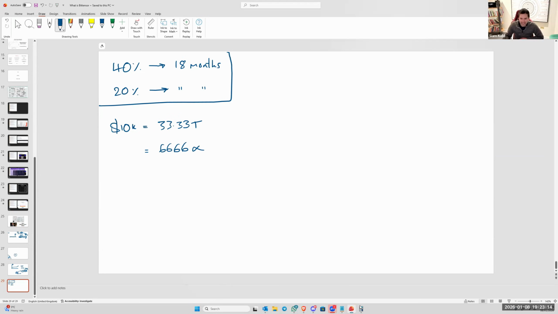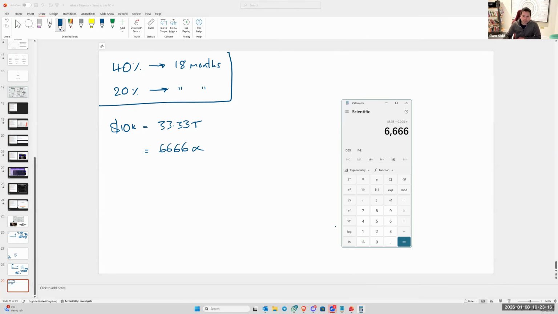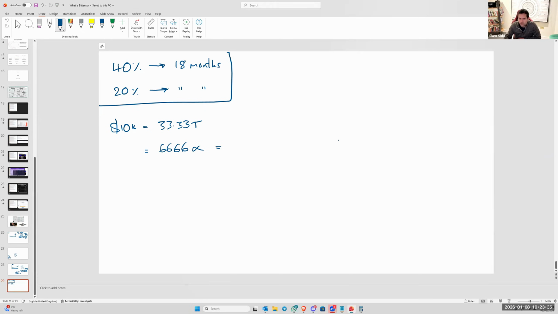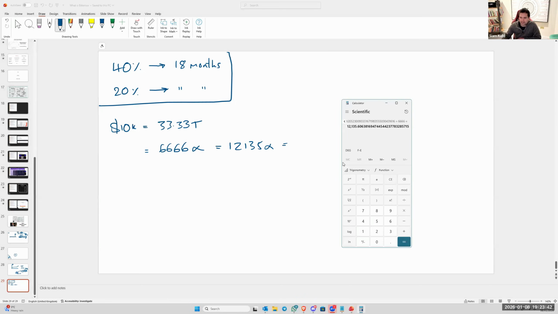Now, this is where a little bit of maths comes in. For 18 months, we've got 40%. So you do 0.4 divided by 365 plus 1, to the power of 547. That's how many days there are in 18 months. That gives you your factor. Then you times that by the amount of alpha that you have, which is 6,666. That means after 18 months, you then have 12,135 alpha.